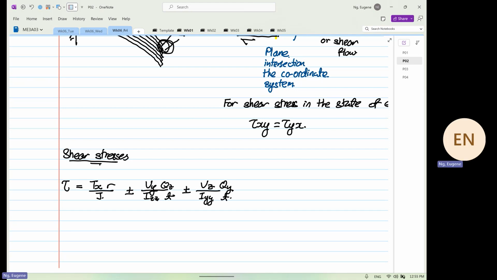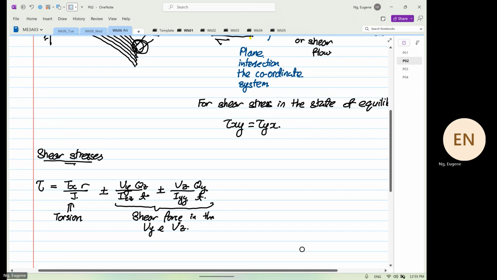Now this is the general formula for shear. And for this case, we threw everything into one equation. Okay. The first part of the equation represents the shear induced by what? And all this is induced by shear force in the Vy and what? Vz direction. Okay.